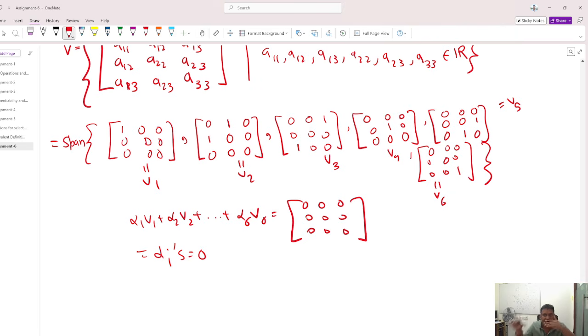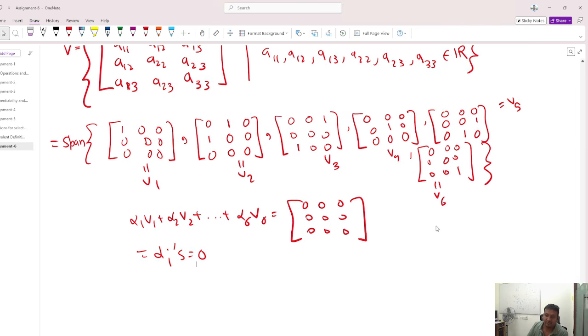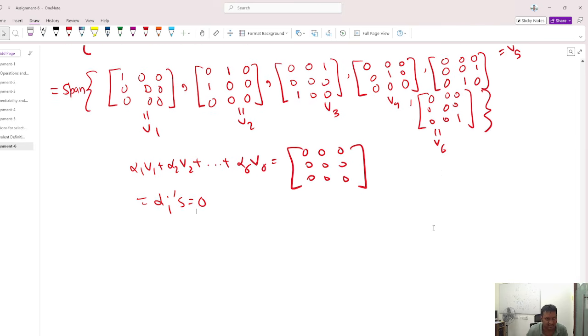So that's why I have properly chosen how to write it as a span. I had a purpose for asking you to do this always in your answers, whenever you are showing something is a subspace. In fact, you can use that property rather than proving it separately. I have shown you that the span of a set is always a subspace. So you can use that also.